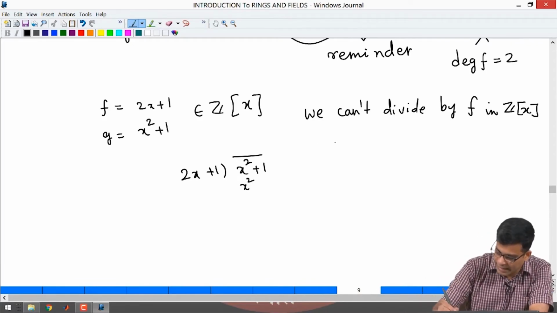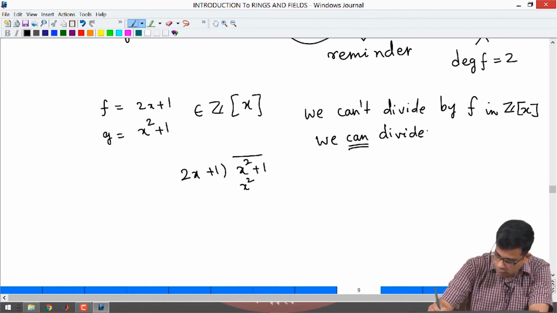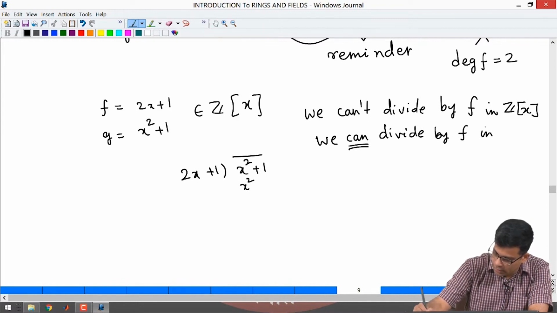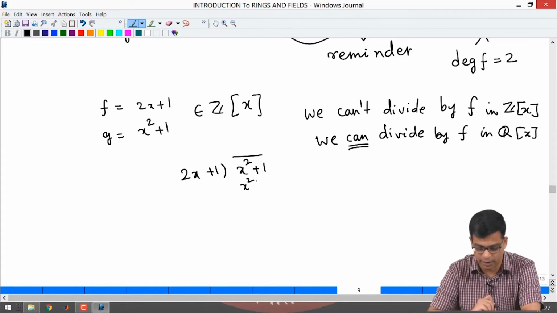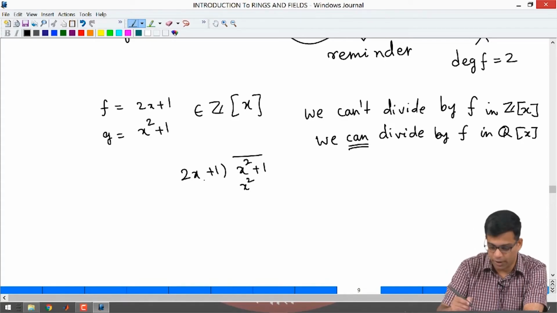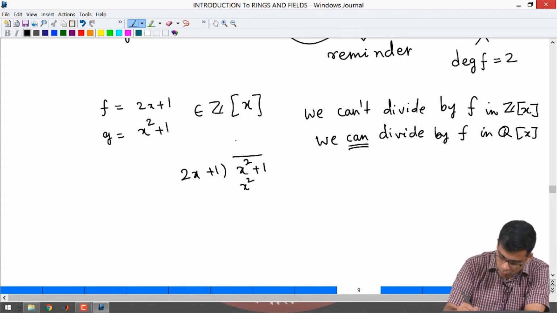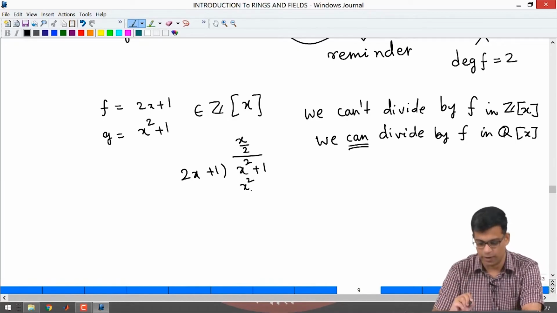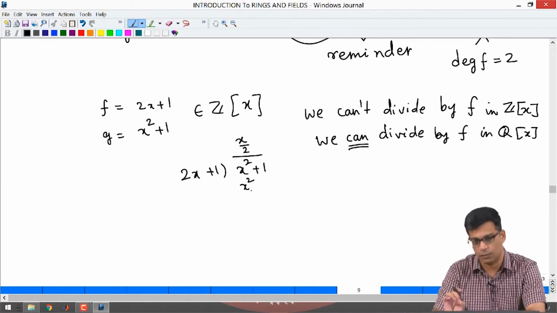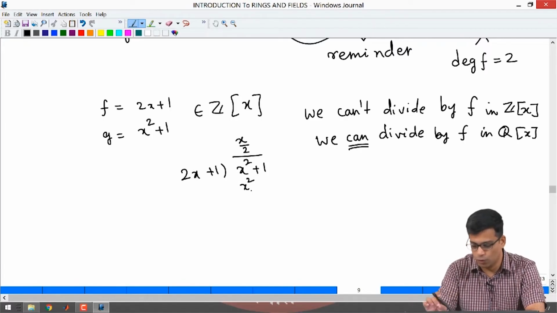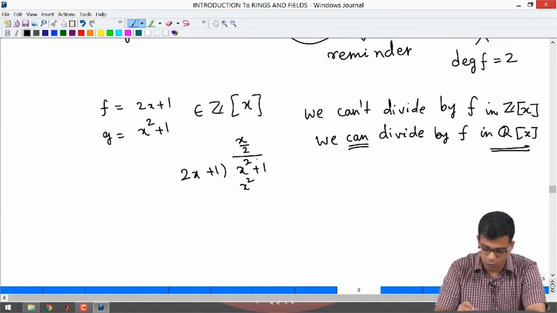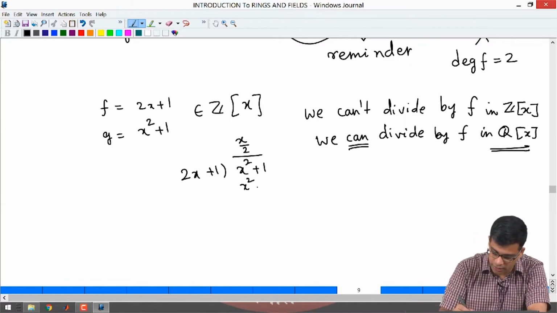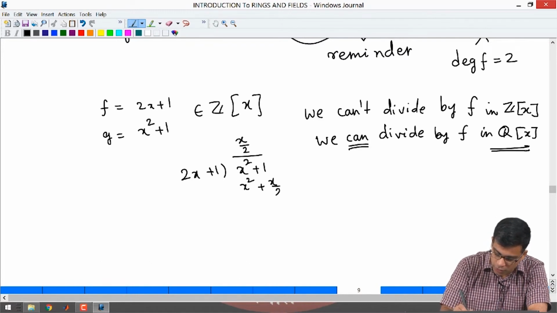However, I claim we can divide by f in Q[x], because we can get x squared here. Why is that? Because 2x multiplied by 1 by 2 times x gives me x squared. This existence of 1 by 2 is what makes this work, which exists in Q, but not in Z. So, we can divide by f in Q[x]. And what do we get? 2x plus 1. You get x by 2, so it will be x squared here and x by 2 here.